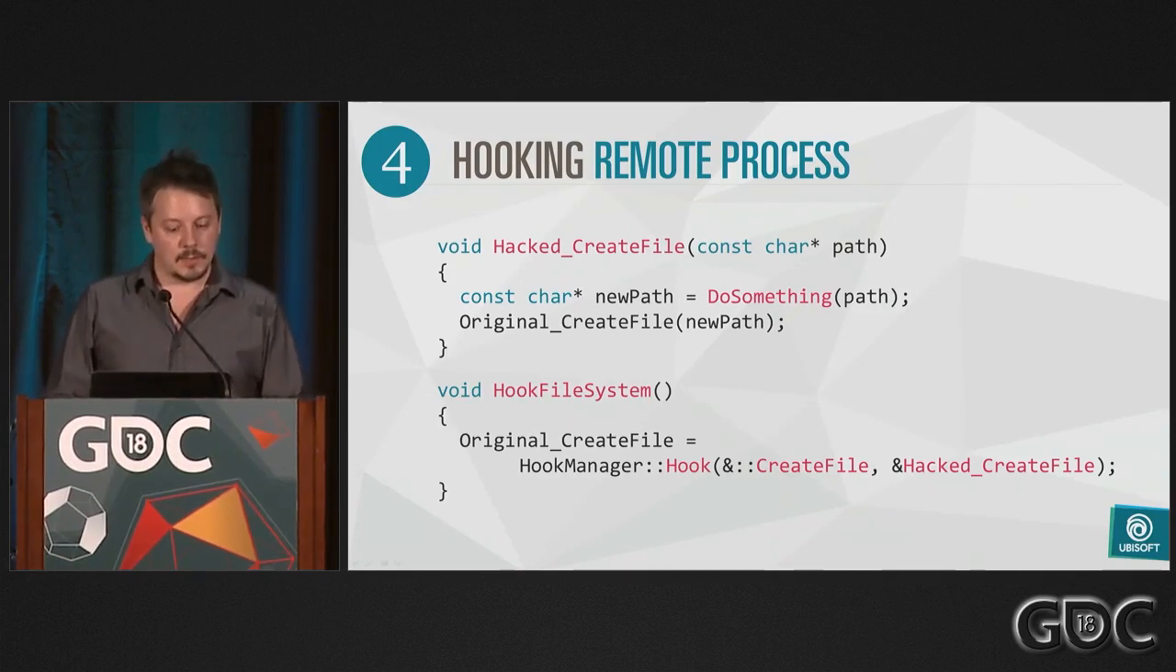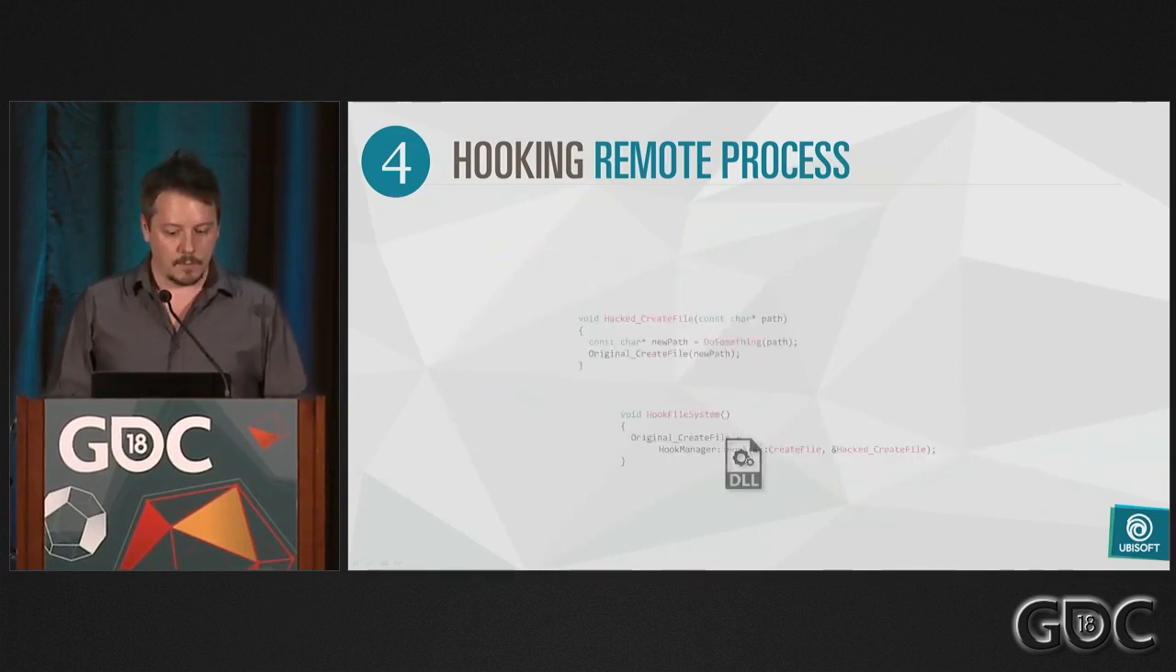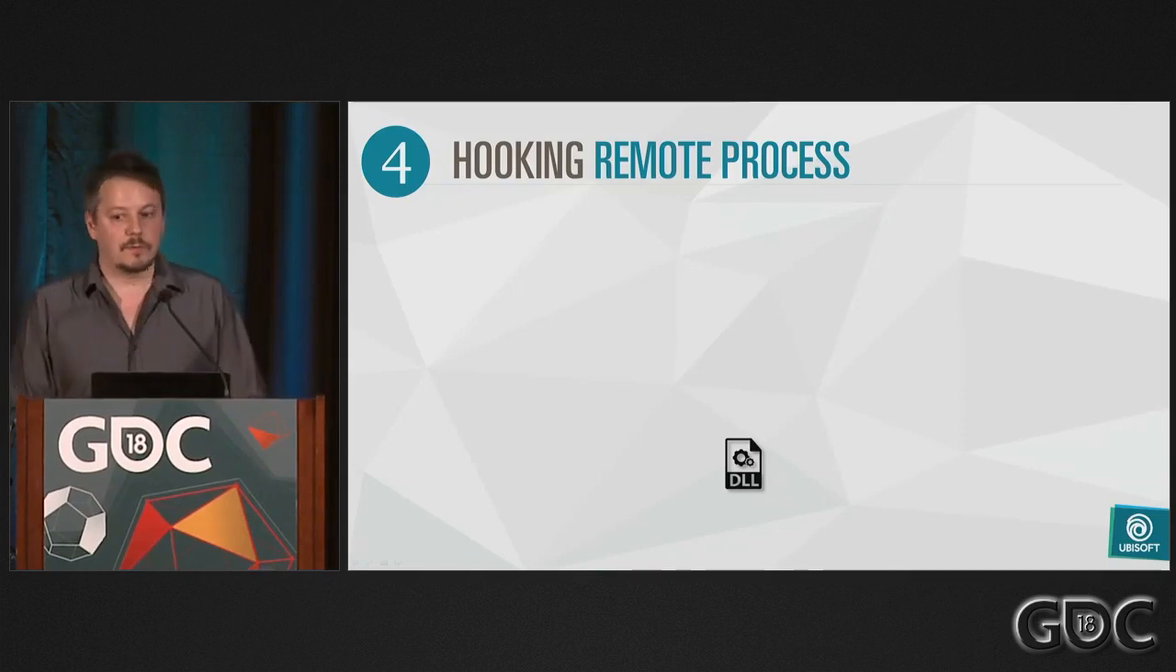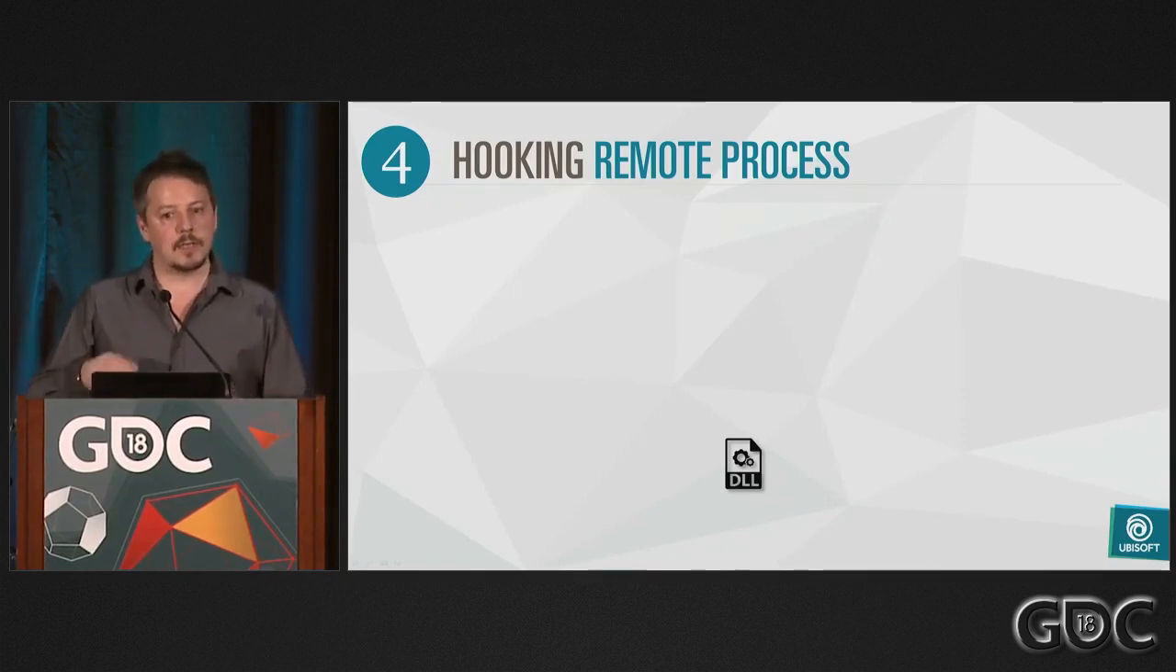So the idea here is to write this code, compile it, so now you have a DLL that contains all this code. If you want to hook your own process, something that you can recompile yourself, you just have to link with this DLL. By doing so, you just have to call the hook file system function, and you have taken control over your file system.